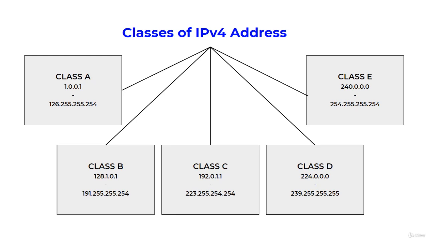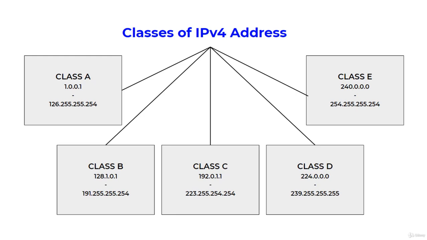So, why are classes of IP address important? The 32-bit IP address is divided into 5 subclasses, as you can see on the screen. These are class A, class B, class C, class D, and class E. Each of these classes has a valid range of IP addresses. Classes D and E are reserved for multicast and experimental purposes respectively. The order of the bits in the first octet determines the class of an IP address.